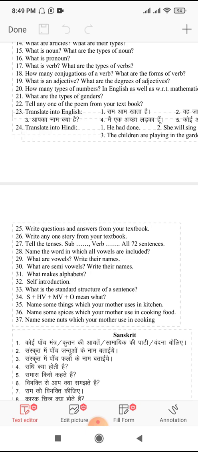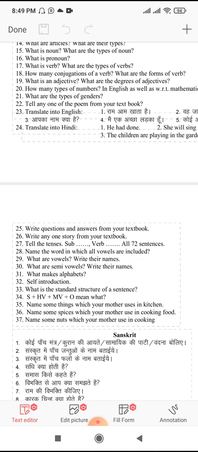In this way, he went, he did not go. Did he go? Why did he go? Didn't he go? Why didn't he go? He will go, he won't go. Will he go? Won't he go? Why will he go? Why won't he go? ये हो गए आपके इतने सारे, मैंने बोल दिए और आपको आगे तक इसको करना है.